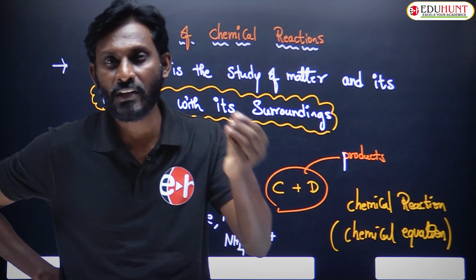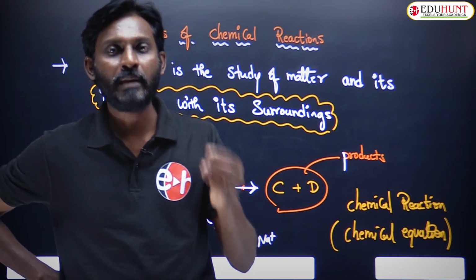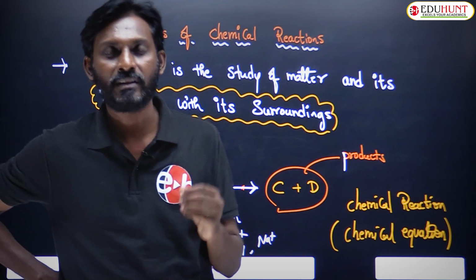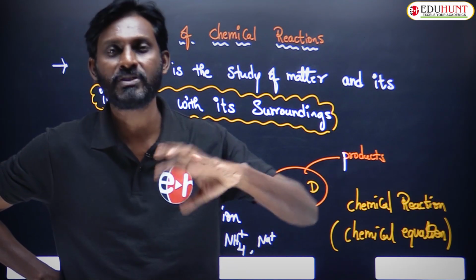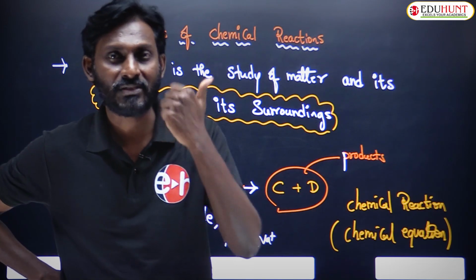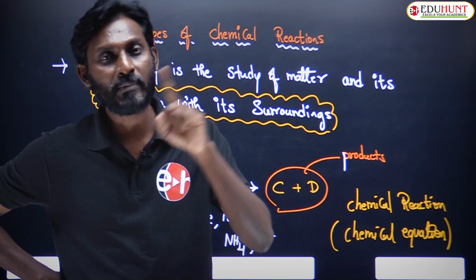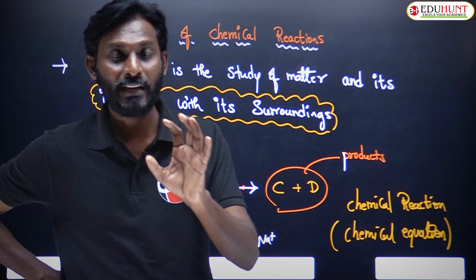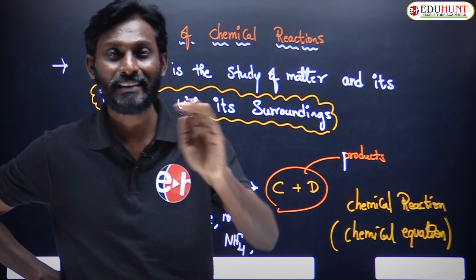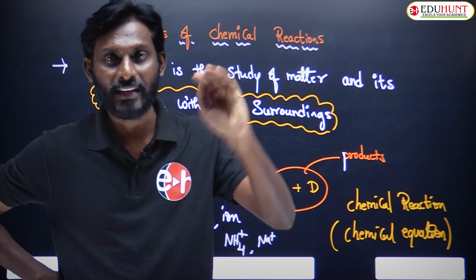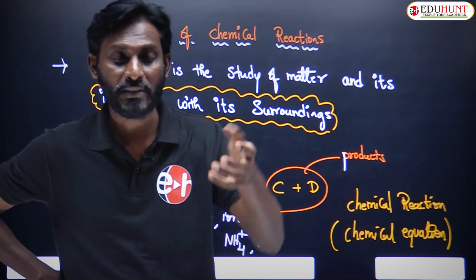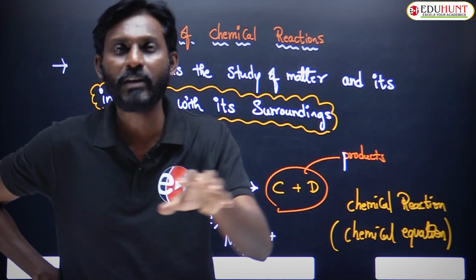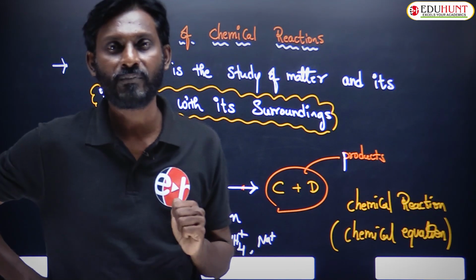For example, rusting of iron. If you keep any iron material outside for a sufficient time, rusting happens. Actually, rusting is a chemical process. You can observe the rust formed on the iron surface after its formation, but what is happening at the micro level, you can't see with the naked eye.